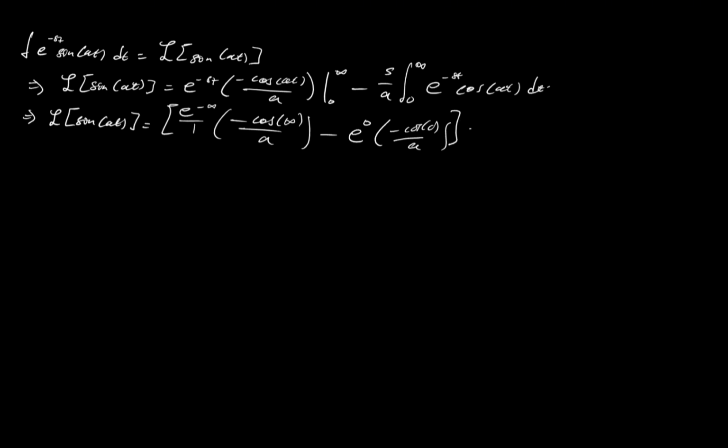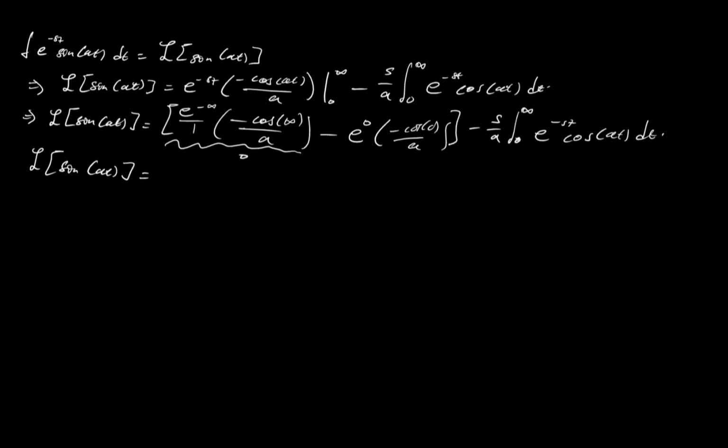And we'll have minus s over a, then the integral from 0 to infinity of e to the minus st cos of at dt. Therefore, the Laplace of sine of at is equal to, we know this will lead to 0, but this will give us 1 over a. So we have 1 over a minus s over a. Now, if you look at this here, this is just basically the Laplace of cos at.